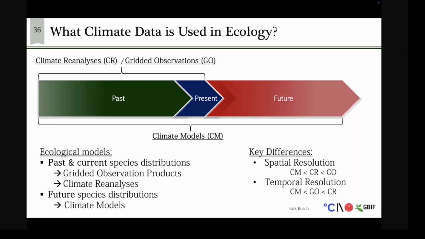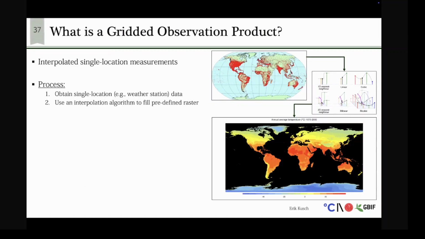And I'd quickly like to tell you about the data products that are the most relevant to you, which are gridded observations and climate reanalyses. So what is a gridded observation product? Well, like I said previously, it's an interpolated single location measurement raster in the end. The process here is to obtain single location data from, for example, weather stations, and then use an interpolation algorithm to fill a predefined raster or grid.